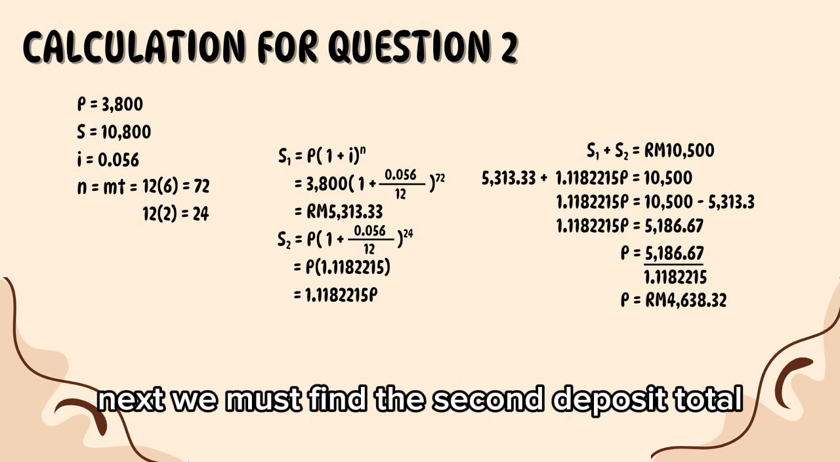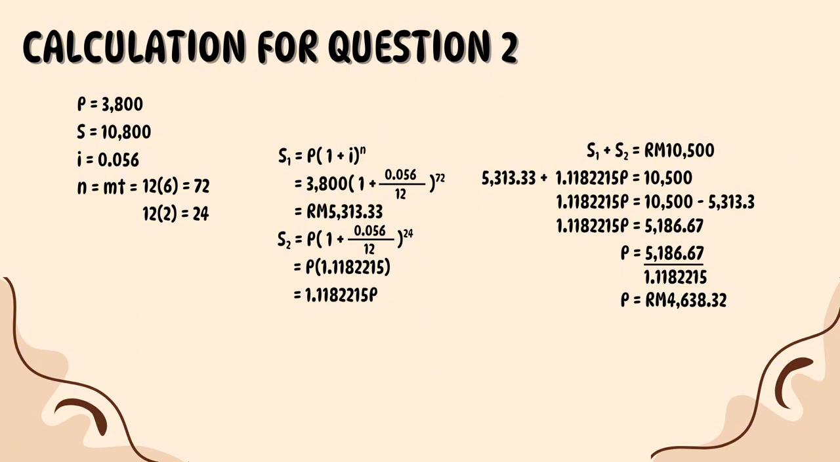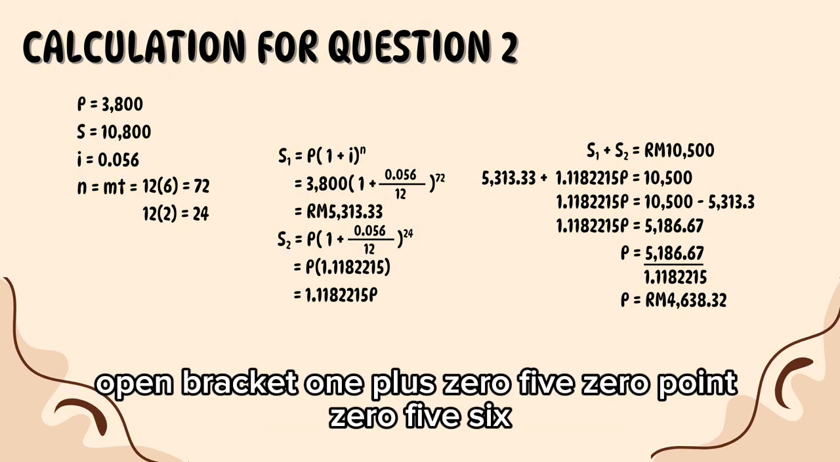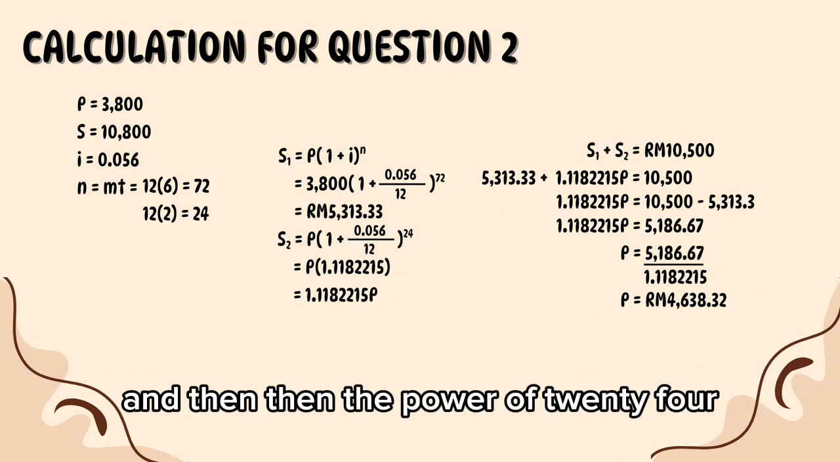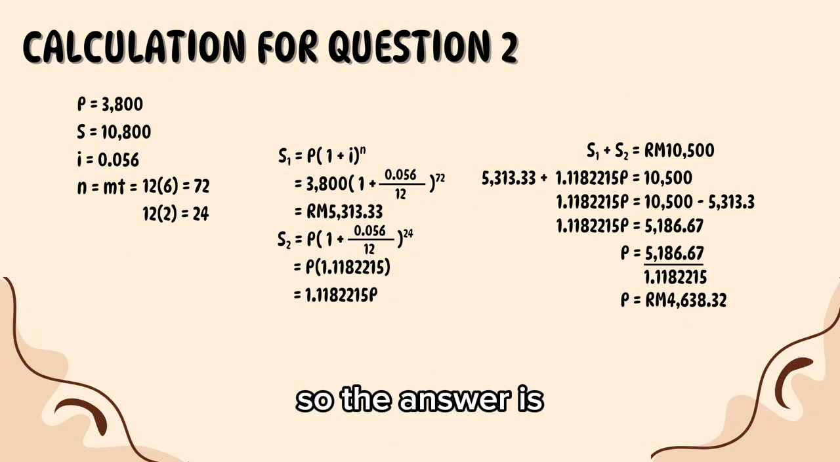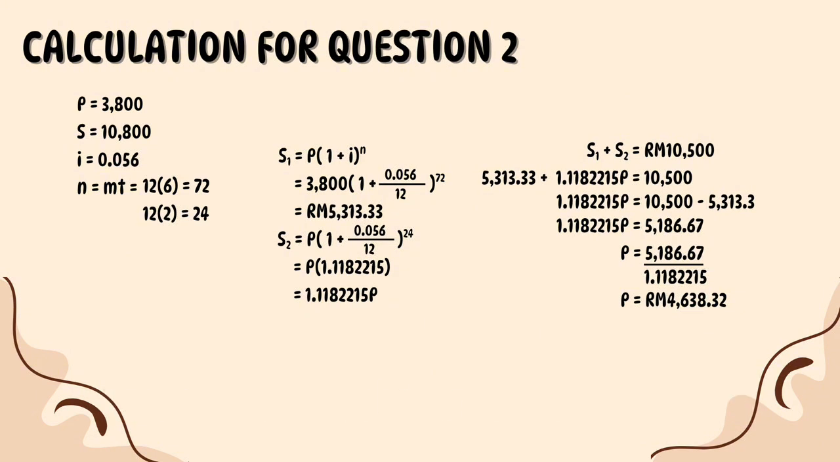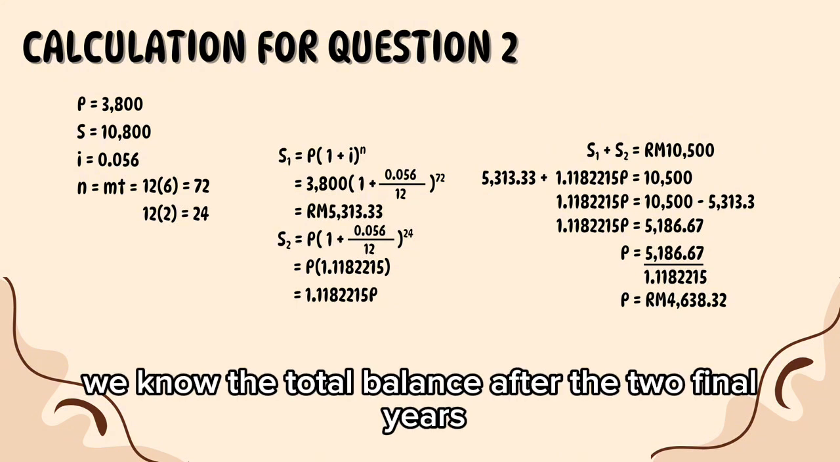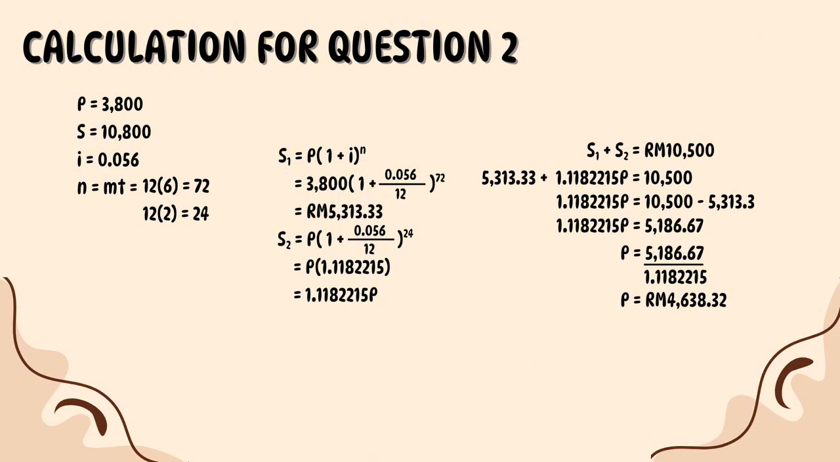Next, we must find the second deposit total. The future value S2 is P open bracket 1 plus 0.056 over 12 close bracket to the power of 24. So the answer is 1.1182215P. Lastly, we know the total balance after the 2 final years must be 10,500 ringgit.